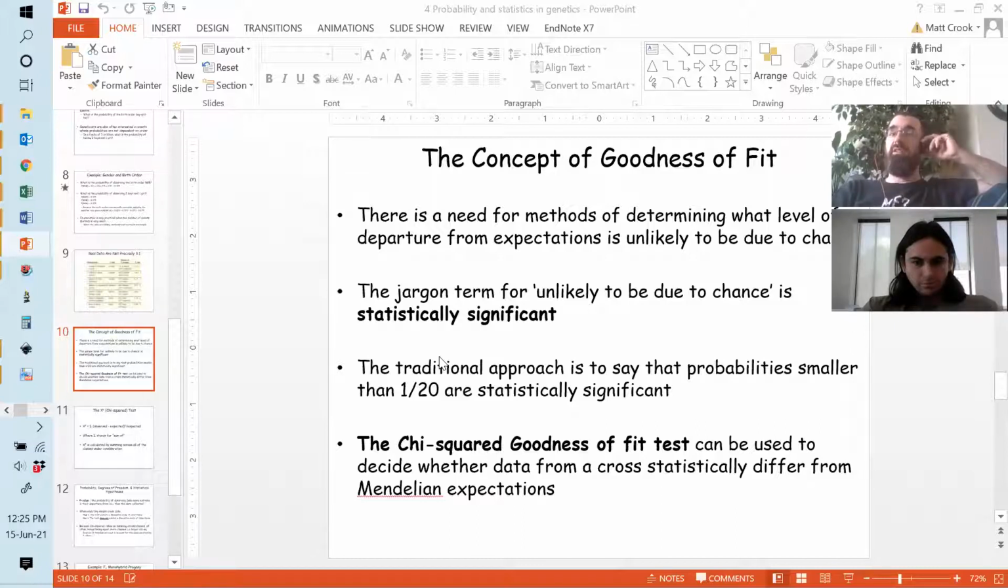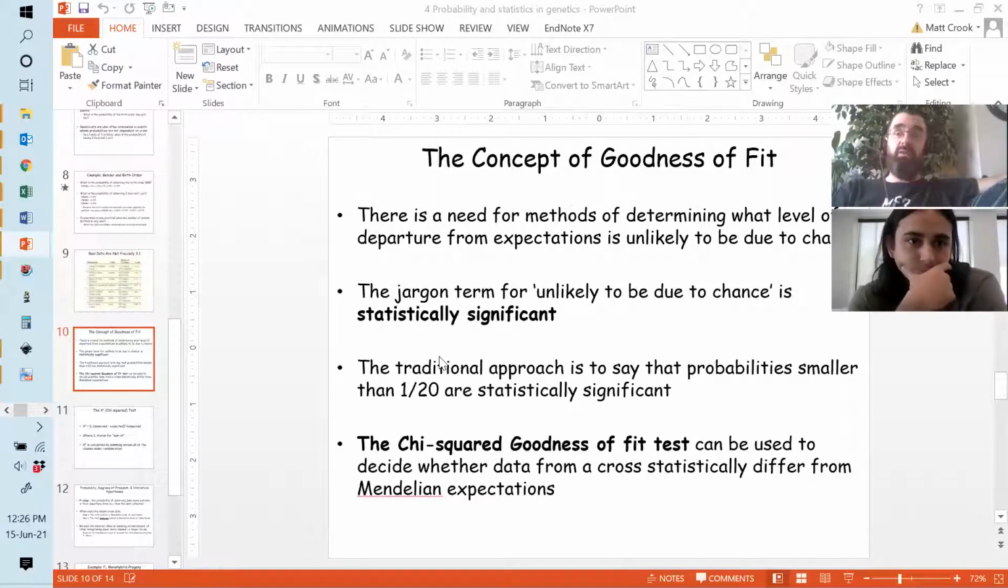And so with the chi-squared test, what we're interested in, what we care about, is how well do our observed data fit our expectations? And so if our expectations are correct, there will be a small difference between our observed data and our expected data. And so our p-value, or the probability of getting that difference by chance, will be pretty high.